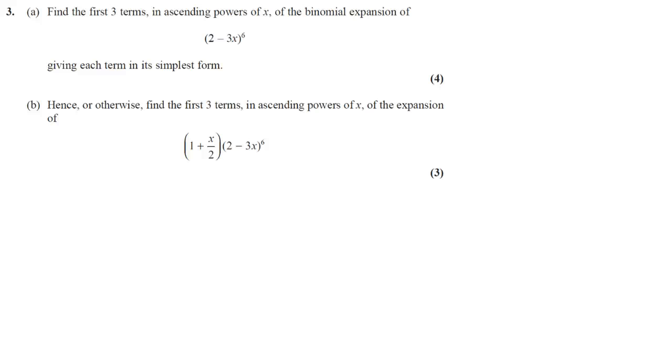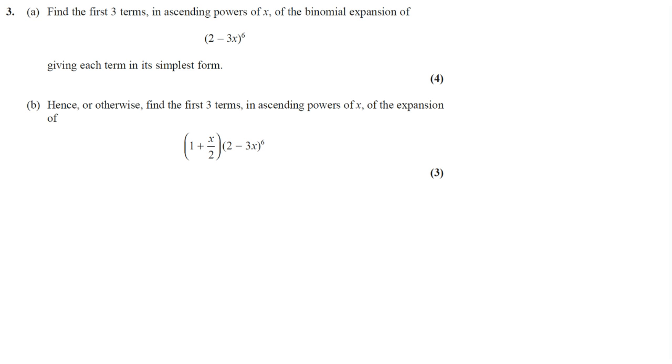Okay, we're going to do the binomial expansion question from the March assessment with the C2 part. Here we've got to find the first three terms in ascending powers of x for (2 minus 3x) all to the power 6, giving each term in its simplest form. By ascending powers of x, that means we're looking for a constant term, an x and an x squared.